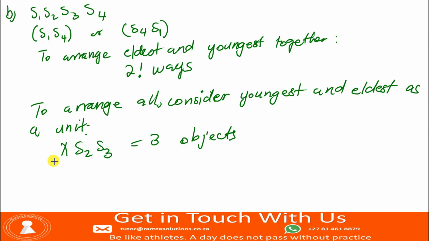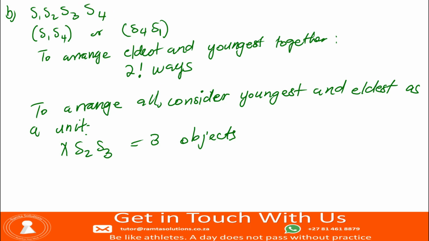Now these objects can sit wherever they like. But before I answer this question, let me show you a formula. We have 3 objects. The unit and the remaining siblings, we have 3 objects to arrange.